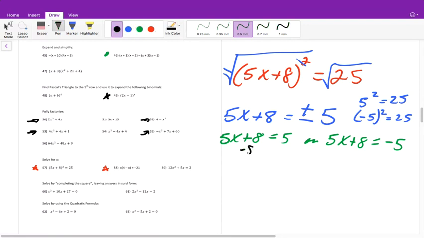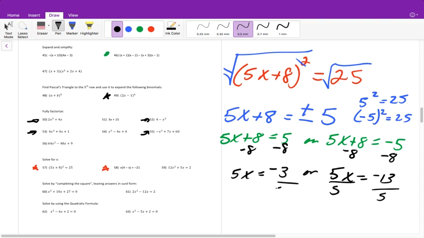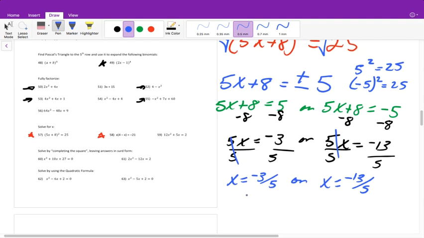We can then subtract the 8s. So we get 5x is equal to negative 3 or 5x is equal to negative 13. Divide everything by 5. And we get x is equal to negative 3 over 5 or x is equal to negative 13 over 5. If I ask you to round, then you can round. If I ask you to leave it as a fraction, you can leave it as a fraction. If this were to ask you to write this as a decimal, it will be negative 0.6, or this one will be negative 2.6. All right, let's move on to 58 now.